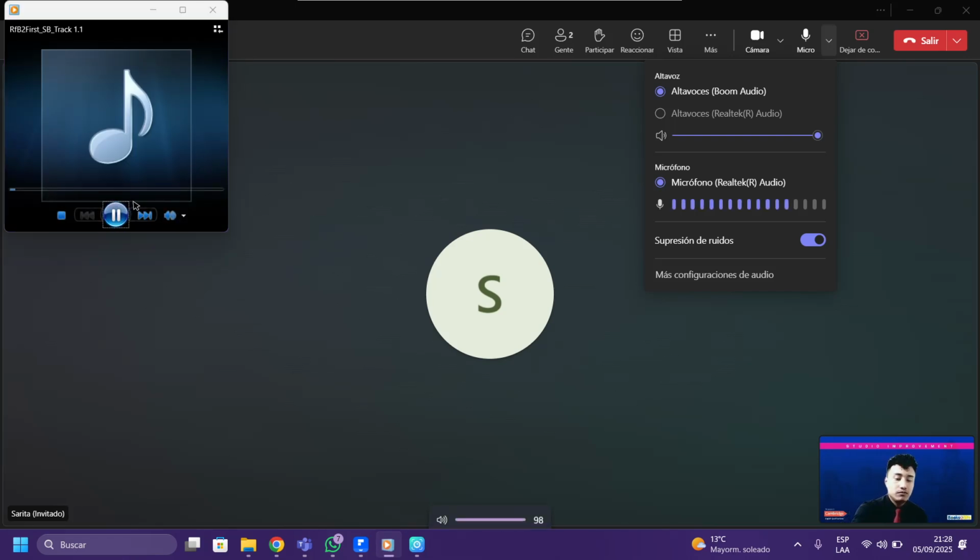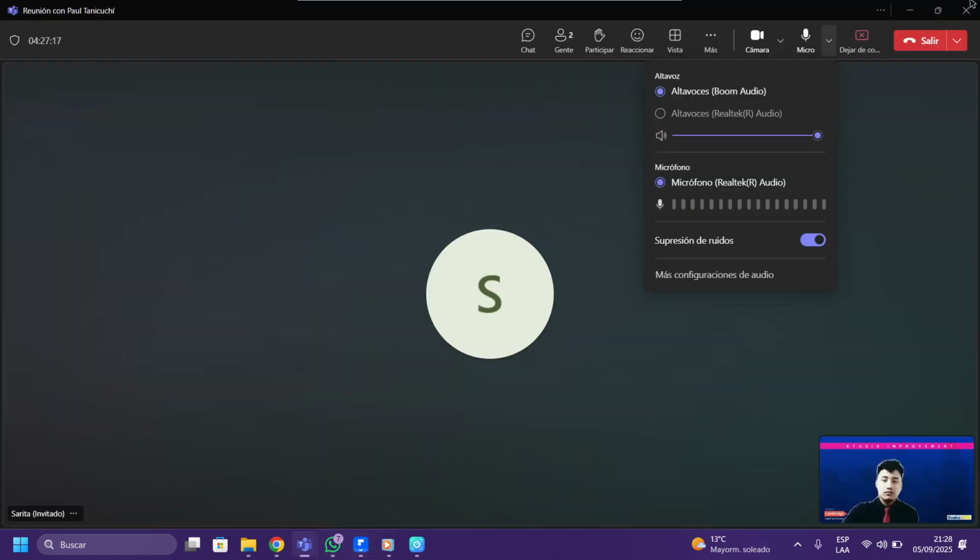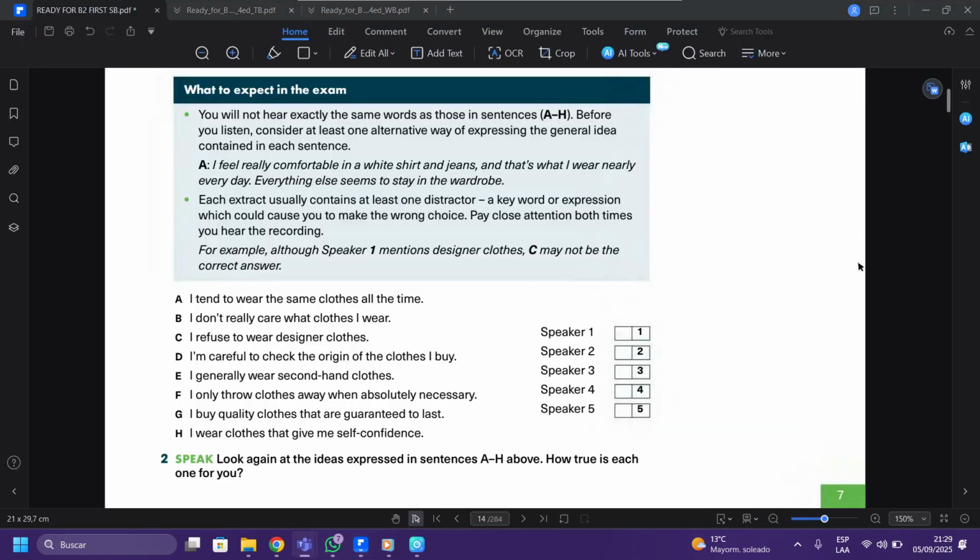You will hear 5 short extracts in which people are talking about the clothes they wear. For questions 1 to 5, choose from the list, A to H, what each speaker says. Use the letters only once. There are 3 extra letters which you do not need to use.